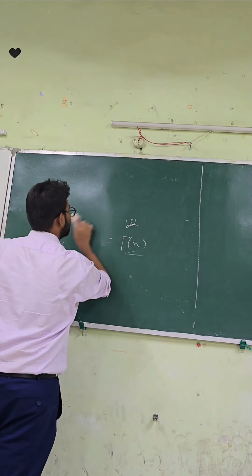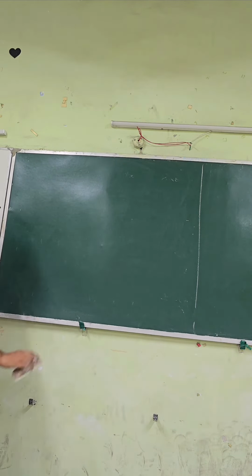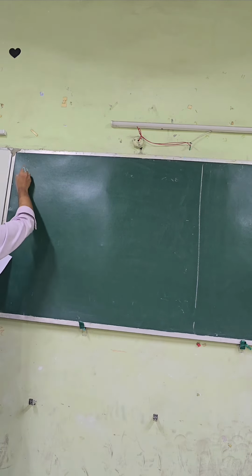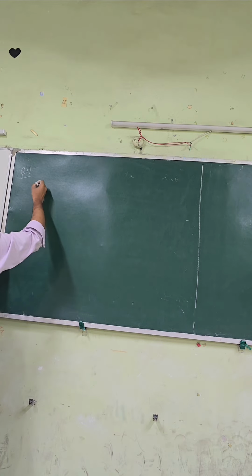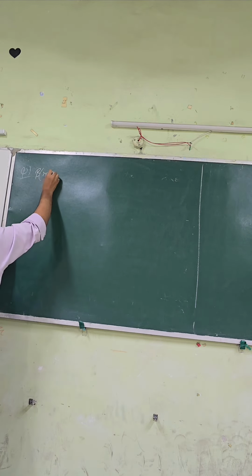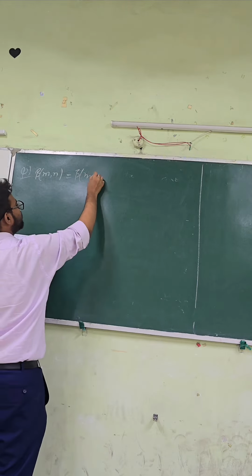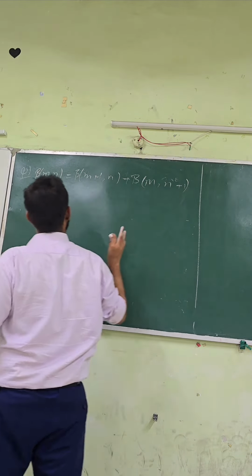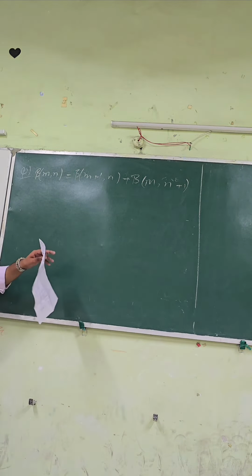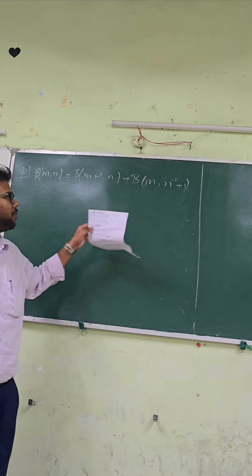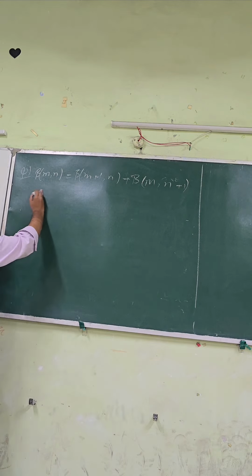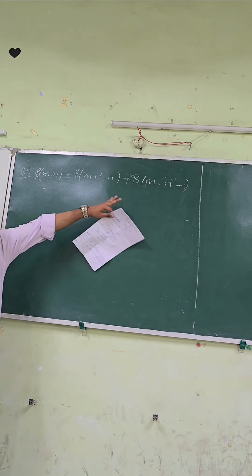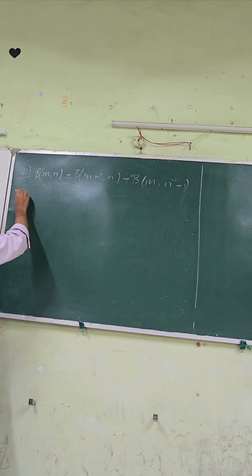So let's evaluate this thing, and let's do this question. Beta of m comma n is equal to beta of m plus 1 comma n plus beta of m comma n plus 1. We need to prove this thing. Well, this is something new which you may have learned today, because I don't think it was ever taught. How do we prove this? We'll start with the RHS term, and it's a very simple proof.